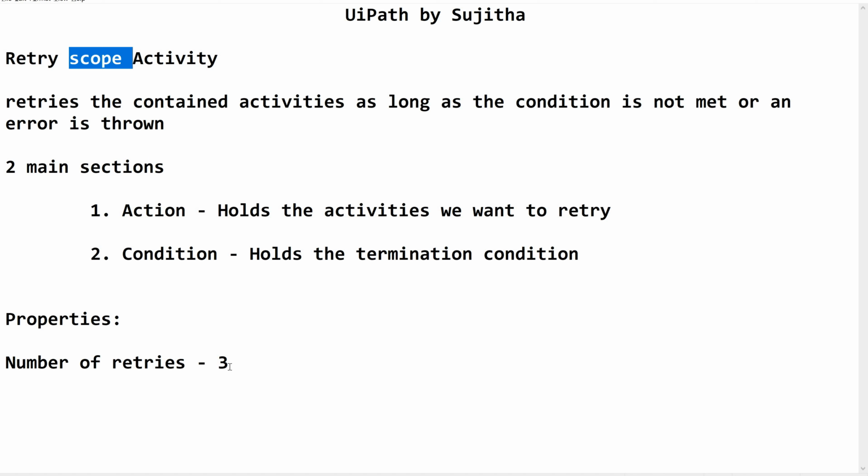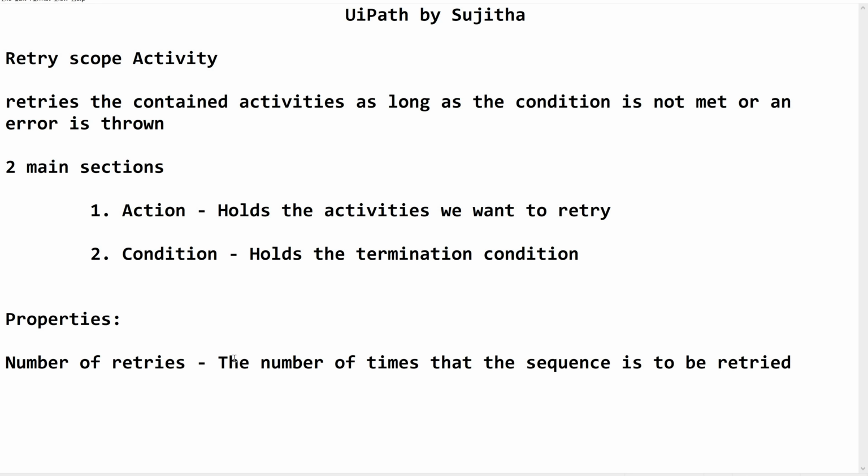Whereas even after retrying 3 times, if the condition is still not met, it is not supposed to go back and execute the activities. It is supposed to either throw an error, or come out of the scope and execute the next activities. Now, what is the definition of this? Number of retries: the number of times that the sequence is to be retried.